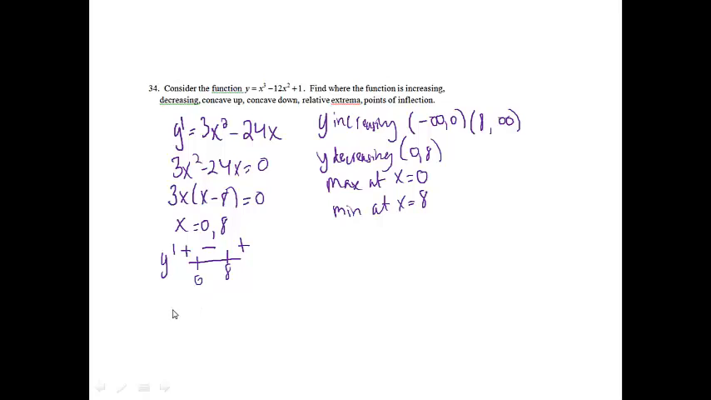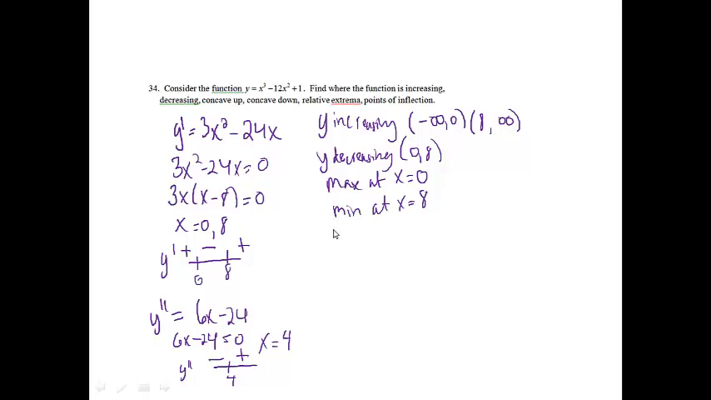Okay, y double prime, to get the concavity and points of inflection. If I take the derivative again, it'll be 6x minus 24. Let's set that derivative equal to 0. And if you do that, we will get x equals 4. So if I do a y double prime chart, if I plug, let's say, 0 into the second derivative, I will get a negative answer. And if I plug 5 into the second derivative, I'll get a positive answer.